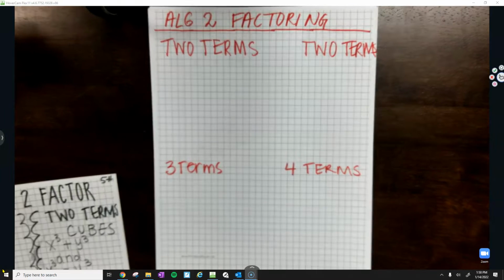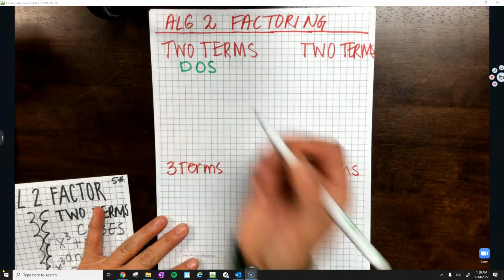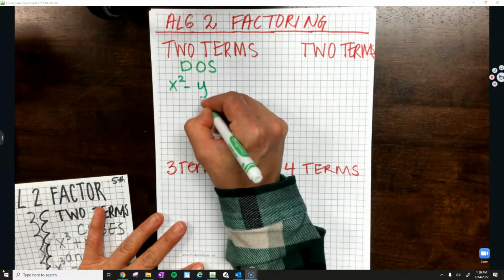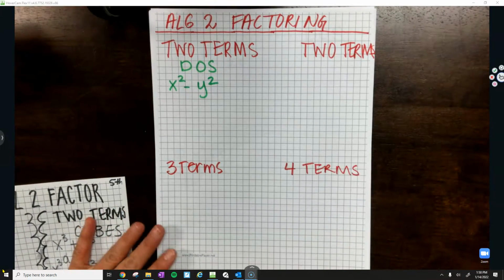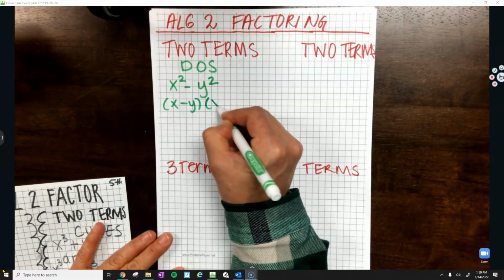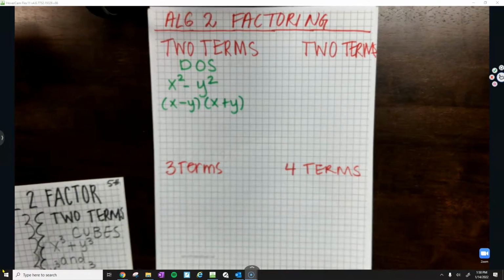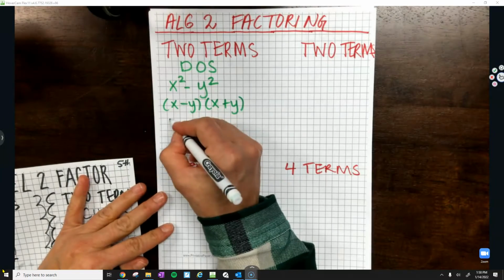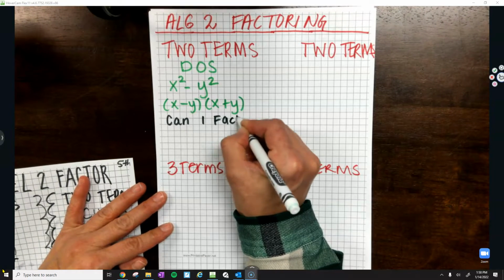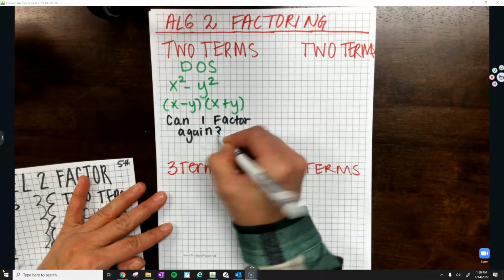For your 2 terms, one of the categories is this, and y'all know this. This is a difference of squares. And remember, you have to have a minus sign in the middle. It has to be a minus. And y'all know this. When you factor it, the signs are opposite. One of them has a positive, one of them has a negative. But from now on, you have to ask yourself this question: can I factor again? Because sometimes you can keep going starting today.